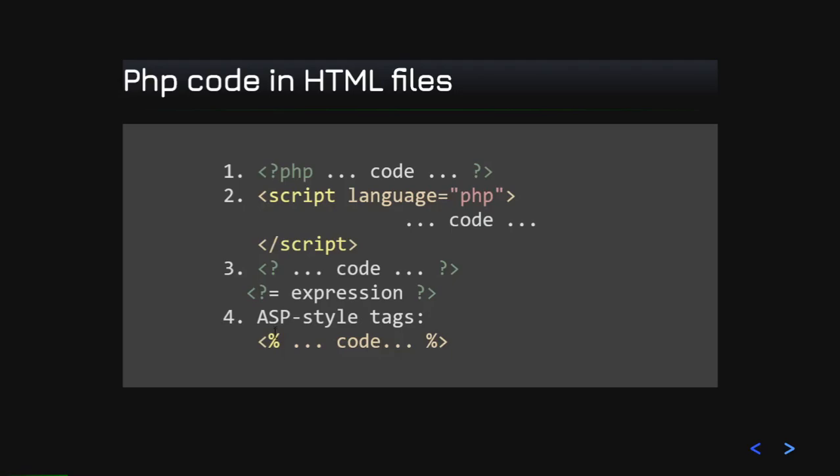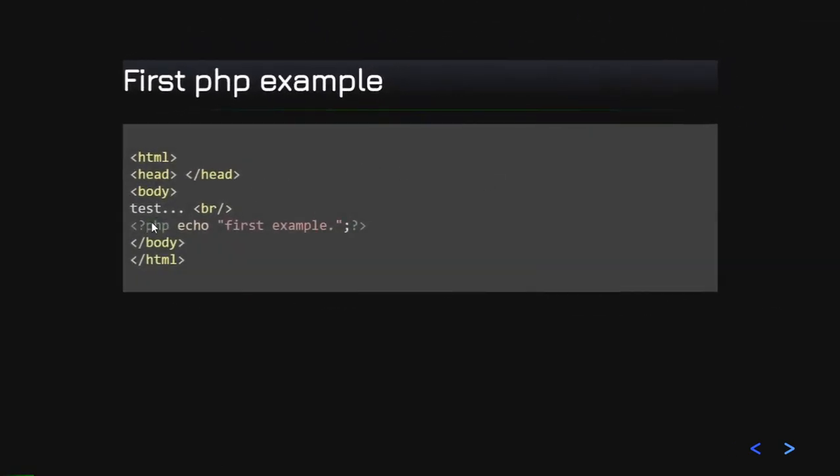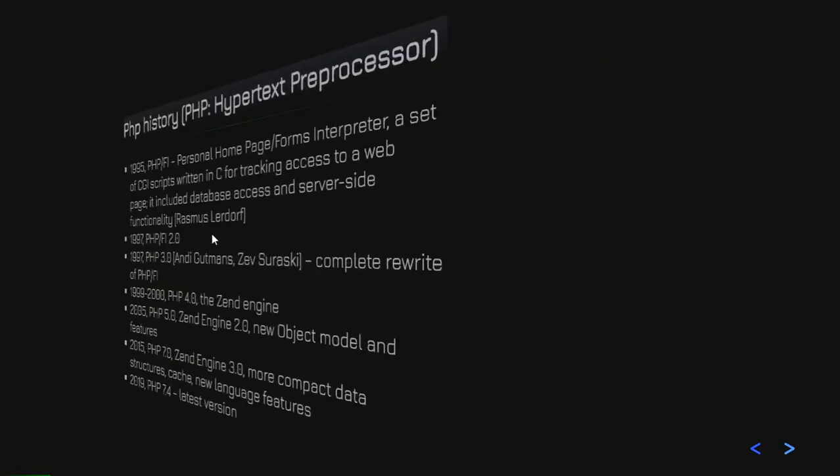And also we can use Microsoft ASP style tags like this one. So we have 4 ways of writing PHP code in HTML documents. The most used one, and the one that we will be using, is the first one, this one. And this is actually the one that I've shown you before in this example. Okay, so the question mark PHP tag.